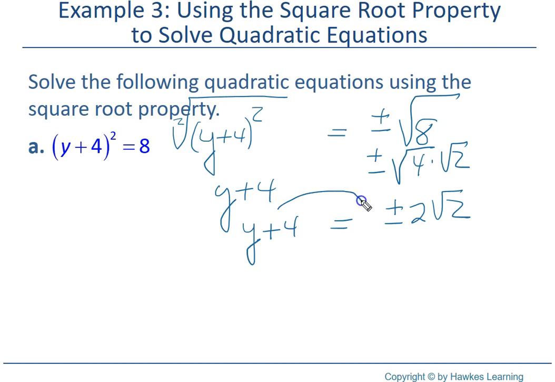Well, we're going to transpose the 4. On this side it will become a negative 4 plus or minus 2 the square root of 2, and that is what y equals. So we're using this square root property now, and we're squaring this binomial. We're building up to something here.